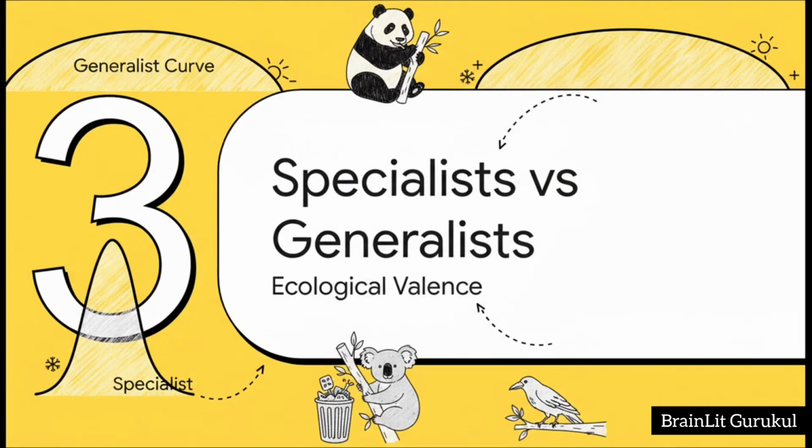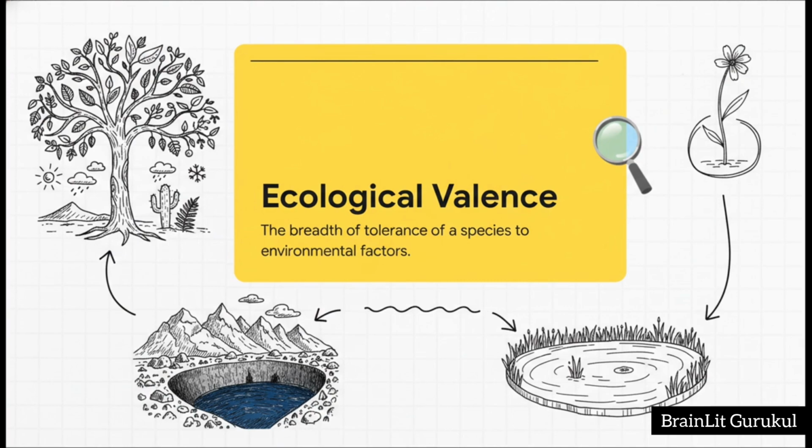Okay, but here's a really interesting part. That tolerance curve we just looked at, it doesn't look the same for every single species. Some have a really wide, forgiving curve, while others have a super narrow one. This brings us to a cool concept called ecological valence. Ecological valence sounds a bit technical, but it's really just a term for asking how adaptable is this species? Does it have a wide tolerance for a bunch of different conditions, or is it a picky specialist with really narrow requirements?